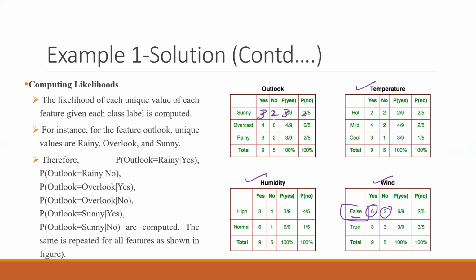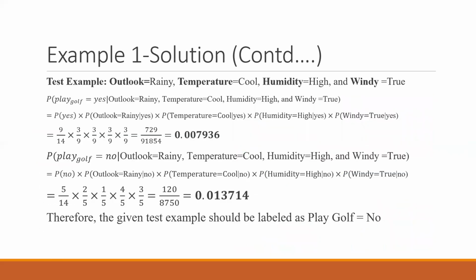So this is how you have to make the tables. These are the likelihood tables, and using these values we will now calculate everything. The solution that was asked was: given rainy, cool, high humidity and windy true, what is the value? Using all these four values, you have to solve it for yes and for no. For yes, you have to pick all the values from the previous tables for yes.